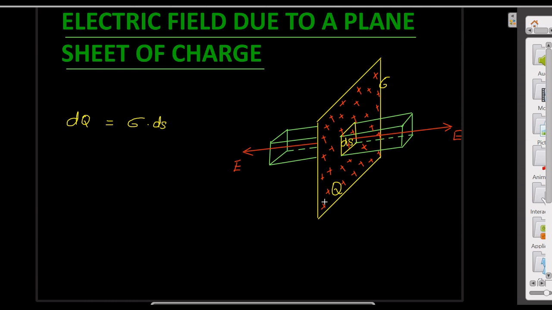Now, for the area ds, charge enclosed is dq. Now, what is the total flux passing through the Gaussian surface due to the charge dq?